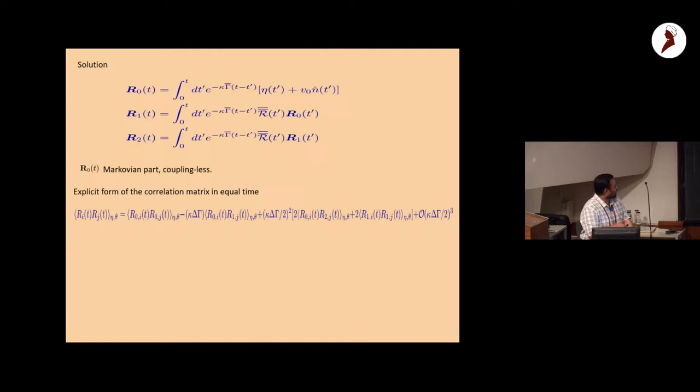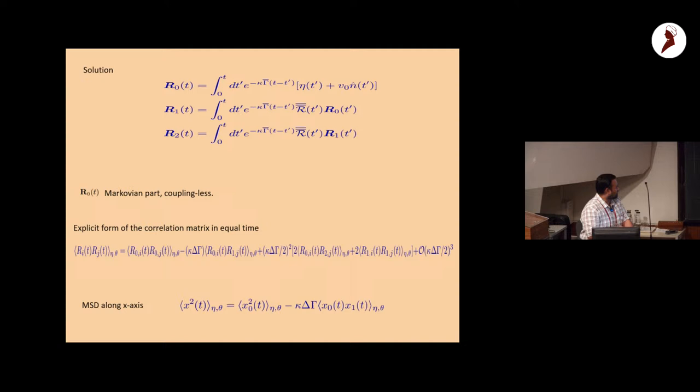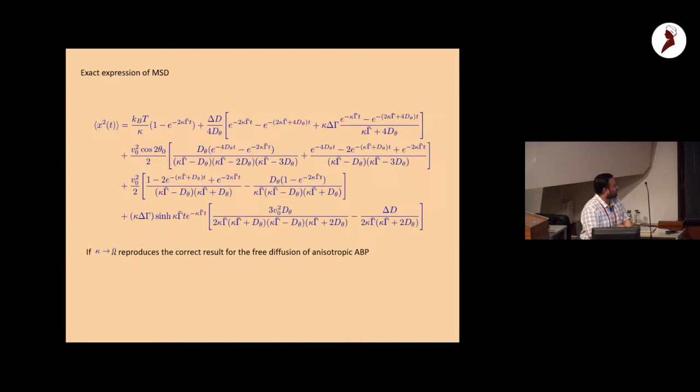And to find out this equal time correlation, which is the mean square displacement, we have calculated this correlation matrix, which is formed by the 0-0 term and 0-1 term, and up to second order 0-2 and 1-1 term, and higher order terms have been neglected here. So now for MSD along the x-axis, from this correlation matrix, x square, x0, x1, x1 terms will come, and the higher order terms have been neglected, basically. So this is the expression of MSD after the perturbative method.